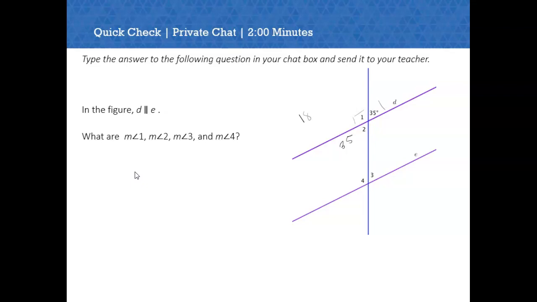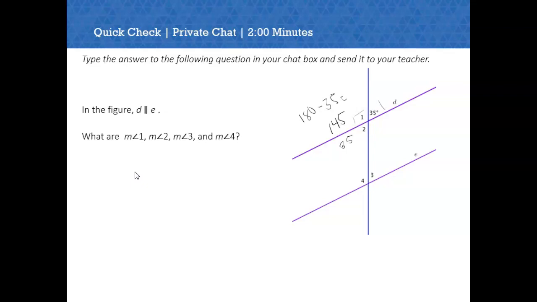1 is going to be 180 minus 35. So 180 minus 35 is 145. So angle 1 is 145.